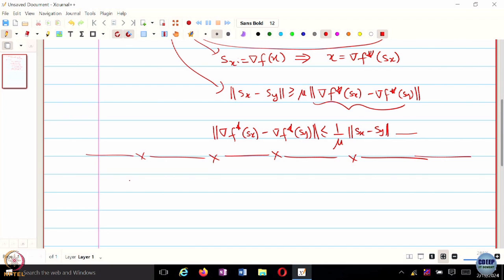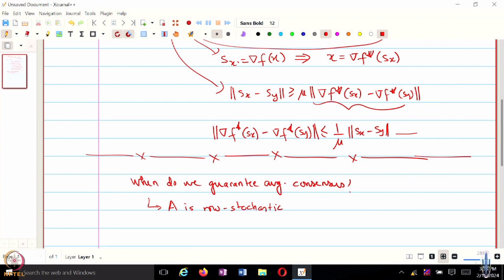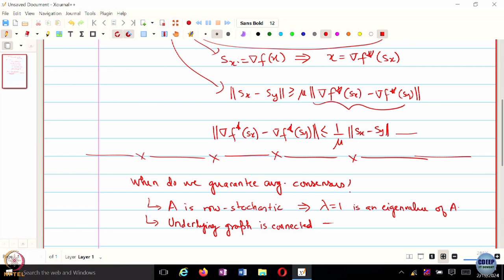So, the conditions that we derived were: when do we guarantee average consensus? What are the sufficient conditions? So A is row stochastic, which implies that lambda equal to 1 is an eigenvalue. Then we want the underlying graph to be connected, which implies, what does this imply? Lambda equal to 1 is a simple eigenvalue, right?